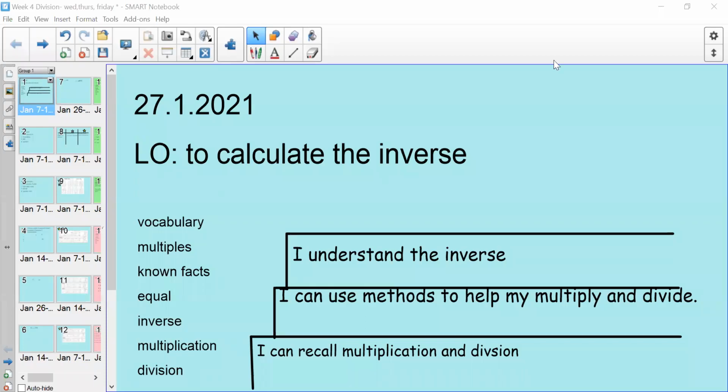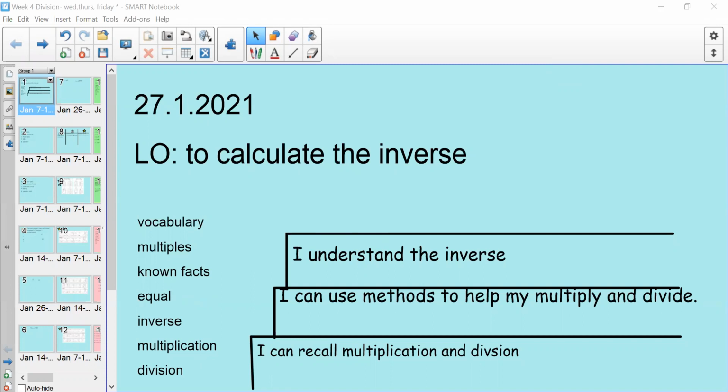Good morning, Year 4s. So our lesson today is to calculate using the inverse. So that's our learning objective. Our vocabulary will be multiples, known facts, equal, inverse, multiplication, and division. And our success criteria is to recall multiplication and division. So we need to think about the methods that we can use, which is the second step. And then the top step is to understand the inverse.